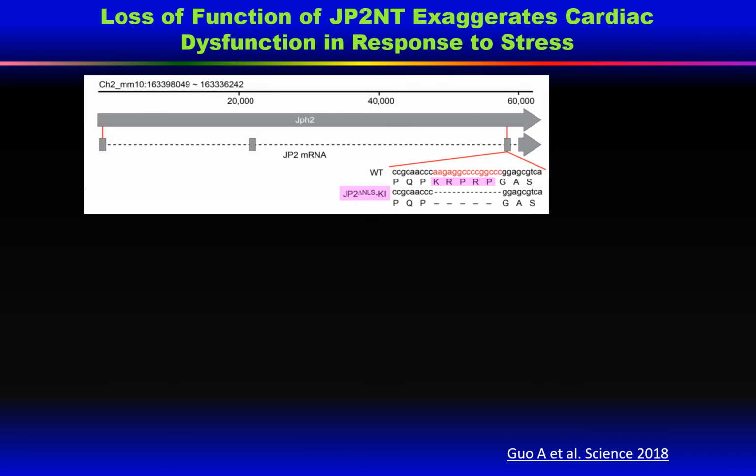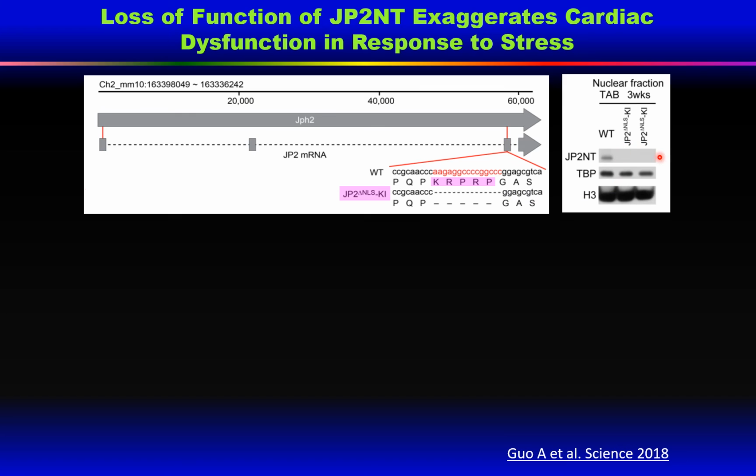Then we wondered what would happen if we delete the nuclear localization sequence from the JP2 gene. To answer this question, we made an NLS deletion mutant mouse using the CRISPR-Cas9 technique. We confirmed the NLS deletion abolished the nuclear accumulation of JP2NT following cardiac stress.